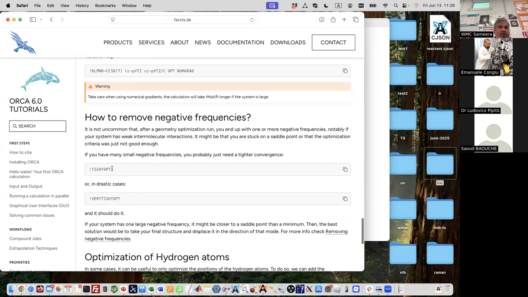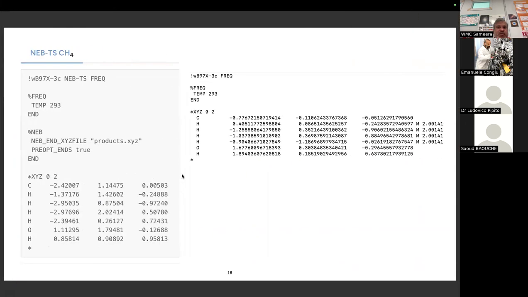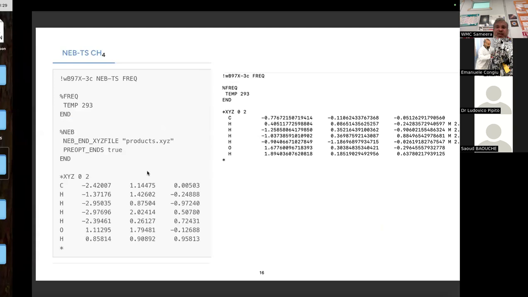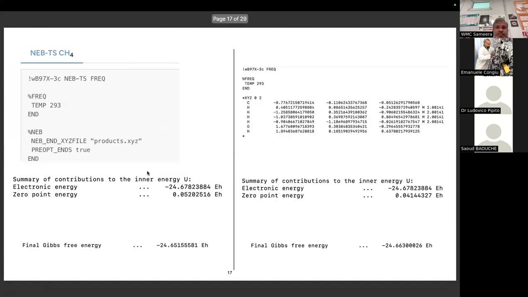Probably we can use tight optimization to avoid this problem. So, we should use tight optimization, I think. But anyway, we don't have much time, so I recommend you use this keyword in the input file if you encounter imaginary frequencies more than 2, so you can avoid the extra.